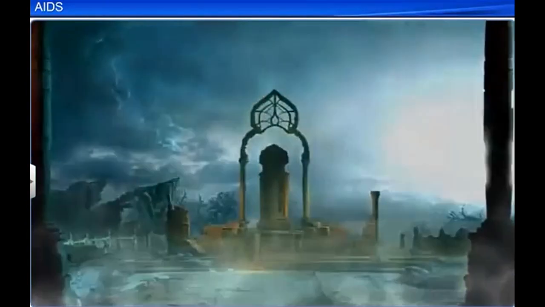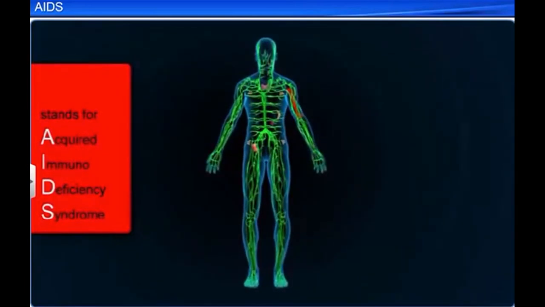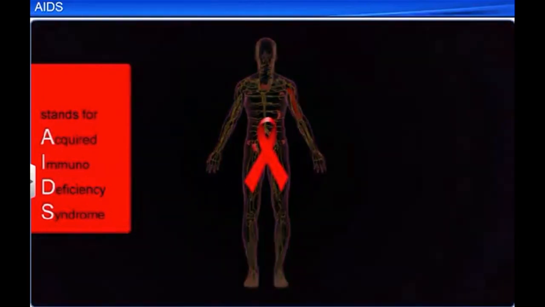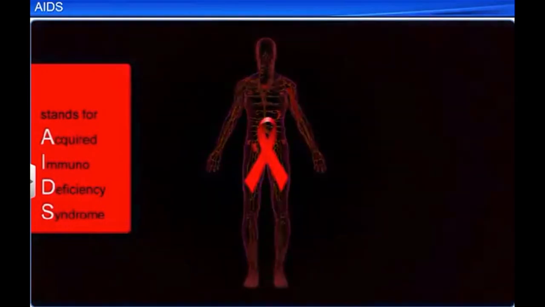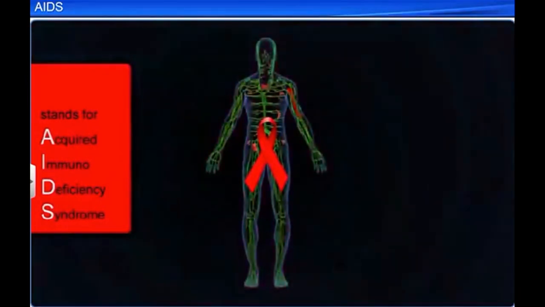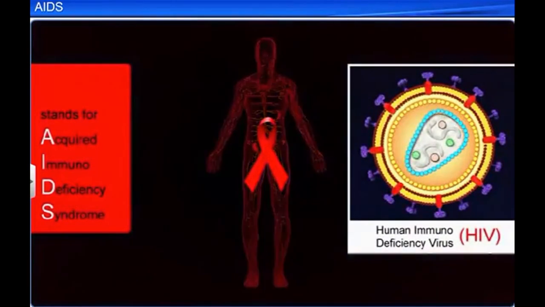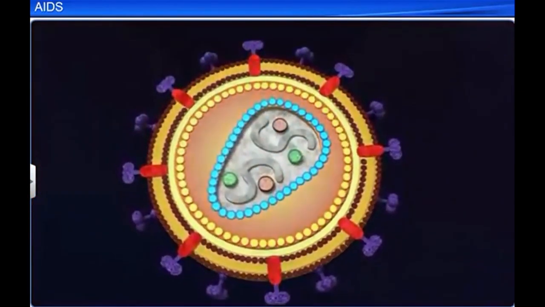AIDS, acquired immunodeficiency syndrome. As the name suggests, it is the deficiency of the human immune system which a person has acquired during his lifetime. It is caused by a virus called HIV, human immunodeficiency virus. It belongs to a group of viruses called retroviruses. It has an envelope which encloses the RNA genome and the enzyme reverse transcriptase.